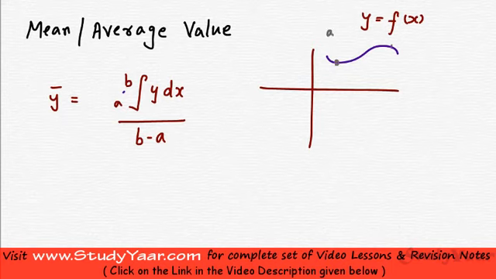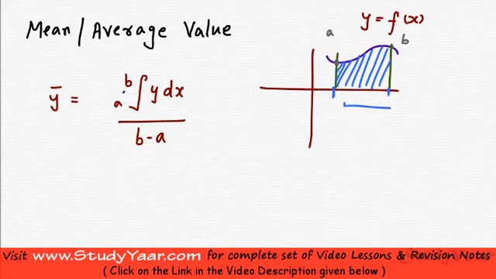between x is equal to a and x is equal to b is essentially equal to the area of the curve upon this line length, also known as the base. Essentially this area of the curve is equal to the definite integral from a to b of y dx, upon this line length, which is b minus a.